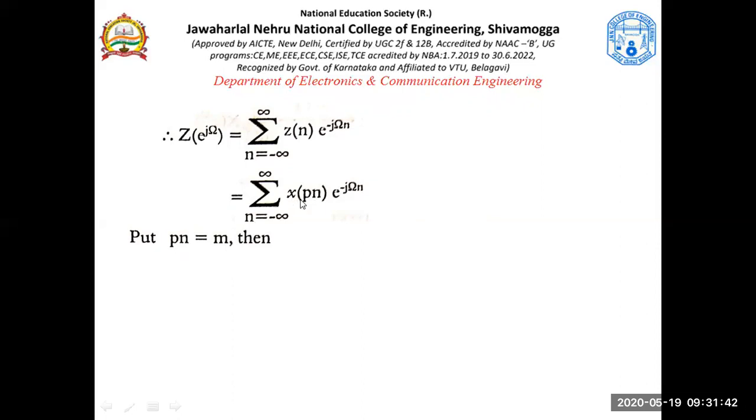If you substitute this Pn as m, there is an n here. What is this n supposed to be? This n is supposed to be m by p. So this n is written as m by p, that divided by p is given here. Now again, compare this equation with this equation.